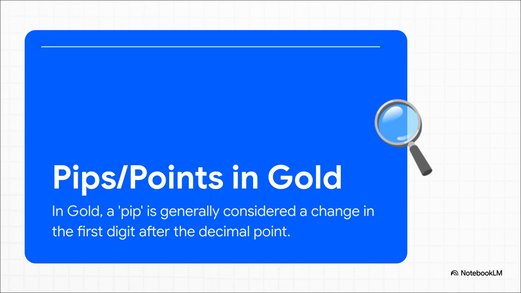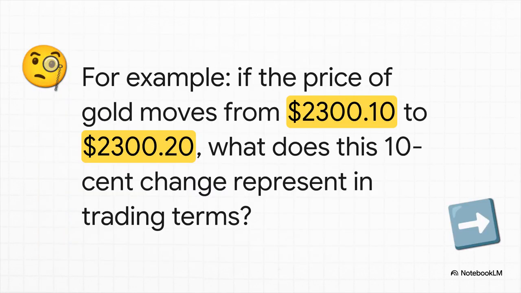For gold, a pip is just a change in the very first digit right after the decimal point. That's it. You can forget about the fourth or fifth decimal place. Let's look at a real-world example to make it crystal clear. So let's imagine the price of gold is moving. It goes from, say, $2,300.10 up to $2,300.20. We're just talking about a tiny 10-cent change in the price of 1 ounce.